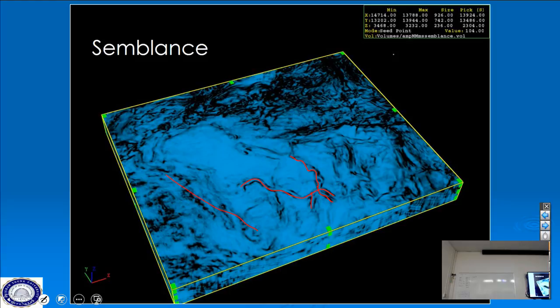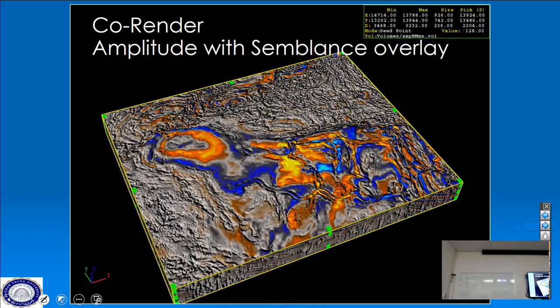This here is probably the outline of the basin. It's kind of sagging in. And this channel system was running out here across at the time. So we can see that kind of stuff.